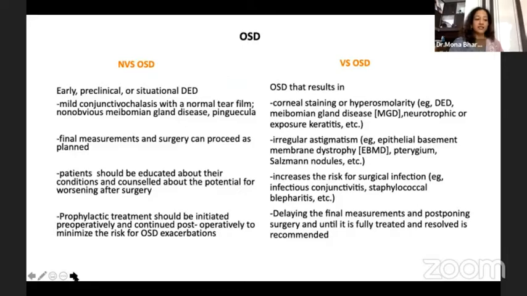Ocular surface disease can potentially reduce visual quality and thereby affect the measurements preoperatively. So it is imperative to rule out the presence of non-visually significant ocular surface disease by careful examination. Patients should be counseled and prophylactically treated so as to minimize exacerbations post-surgery. And in visually significant ocular surface disease, delaying the final measurements and postponing surgery till it is fully treated is recommended.